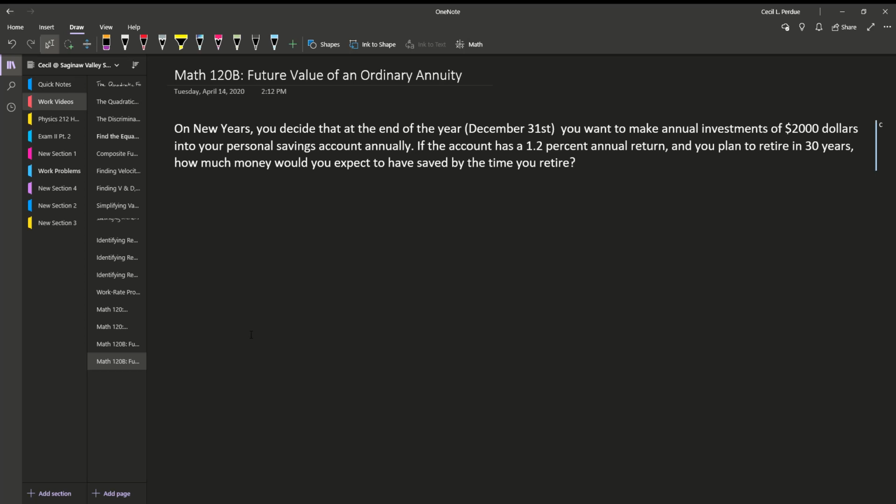an ordinary annuity problem. In this example, on New Year's, you decide that at the end of the year, December 31st, you want to begin to make annual investments of $2,000 into your personal savings account annually. If the account has a 1.2% annual return, and you plan to retire in 30 years, how much money would you expect to have saved by the time you retire?